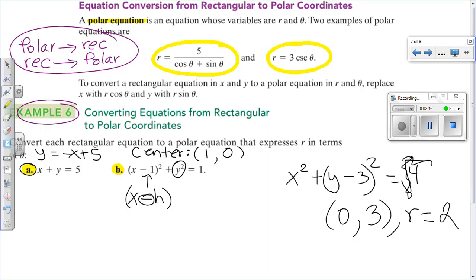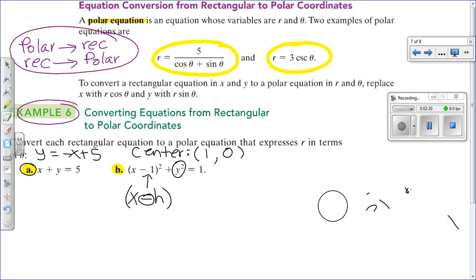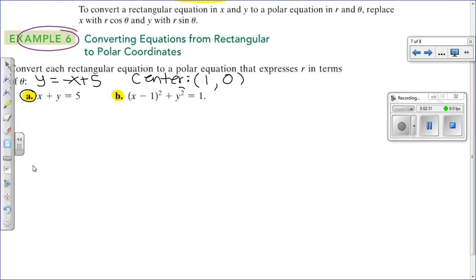All right, so going back to the purpose of this problem, we're going to translate that into polar form. It is actually not that difficult. I don't know what I was thinking last time. All it is is substitution and algebra.